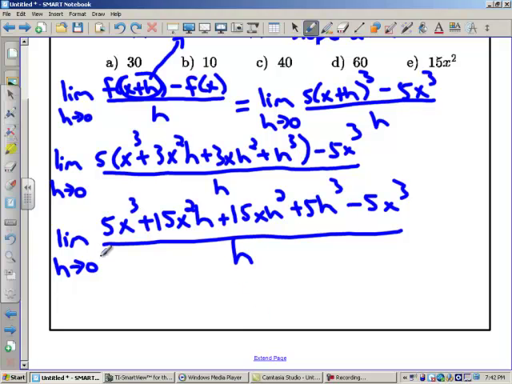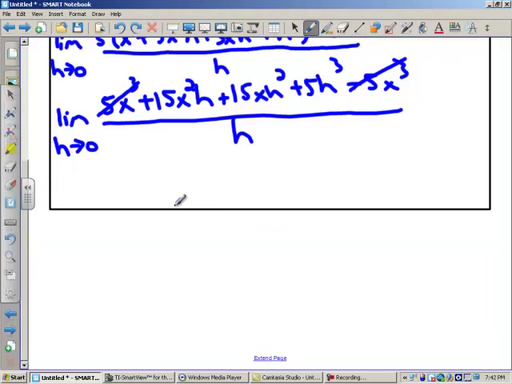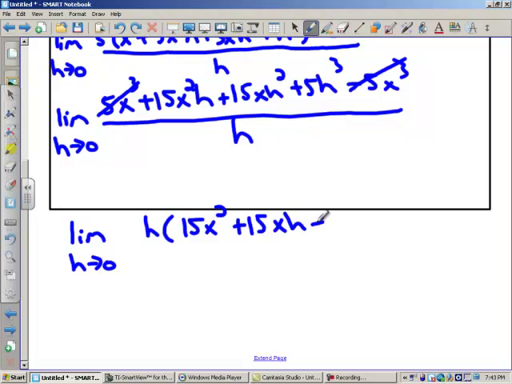Okay, well, what happened? Let's clean up some things here. Looks like if I collect like terms, my 5x cubed in the front will cancel with this 5x cubed at the end. And also, I've got a common factor of h in the top. So let's see if I can get that to cancel. So I'll factor an h out. Make sure I get that right. 15x squared h. Looks good to me. All over h. And now we cancel our h's.